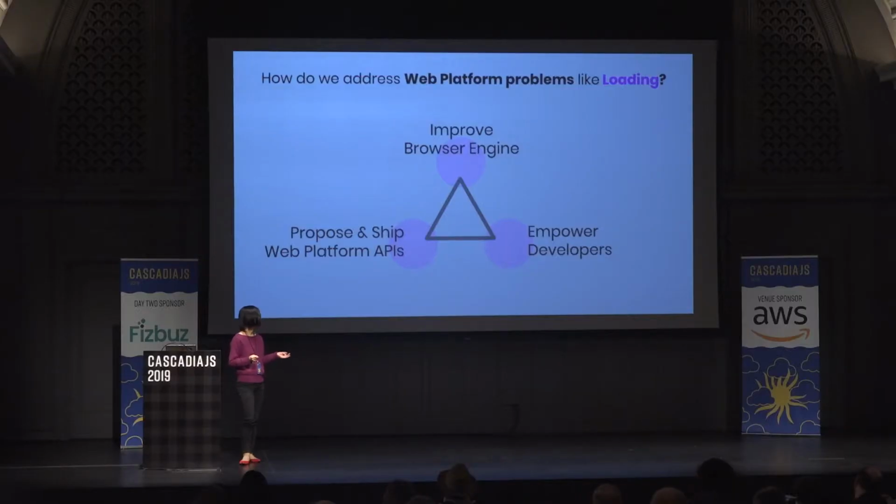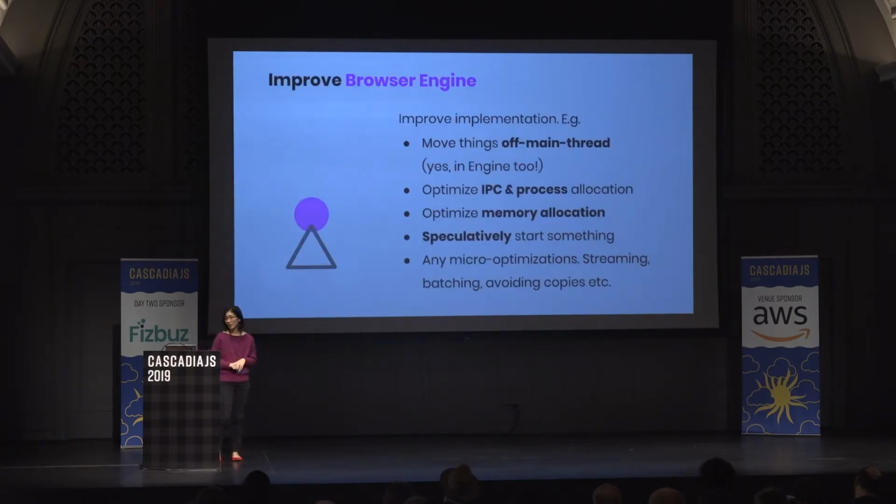Let me talk a little bit about how we could approach a problem like this on the web platform. There could be many ways, but from the browser people's side, I see at least 3 ways. The first one is improving the browser engine. The second one is empowering developers. And the third one is proposing and shipping new APIs. Let me quickly go through these. So, improving the browser engine. Yes, we build a browser engine called Chrome, so why not optimize that? So we do that heavily.